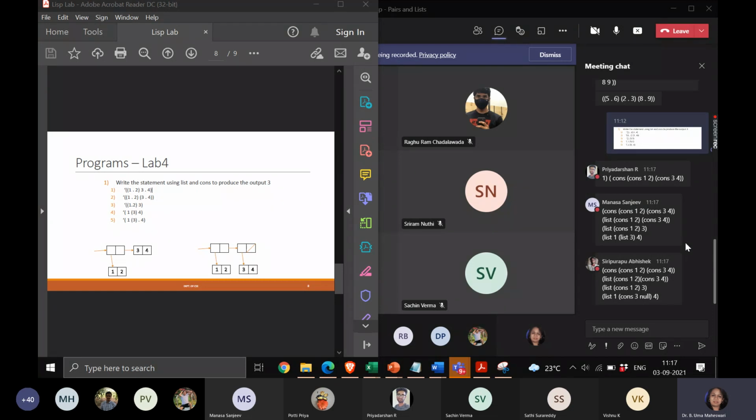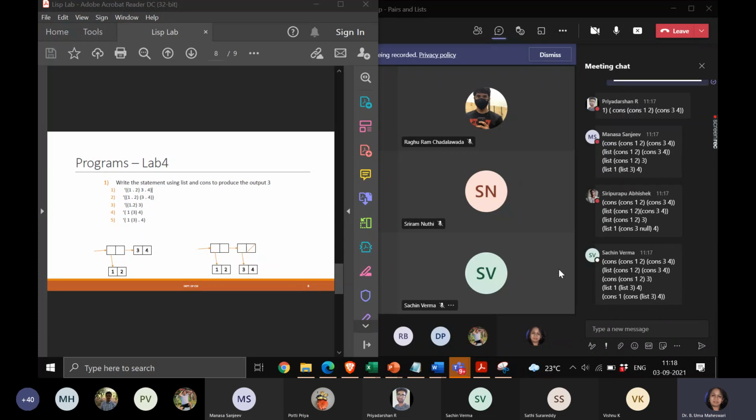Why are you getting the same output for everything? In the case of list, there are multiple answers. In the case, if you look at cons alone, I say that you have to write a function only using cons. Then definitely there is a unique answer. If we are saying only cons, definitely there is only one answer.